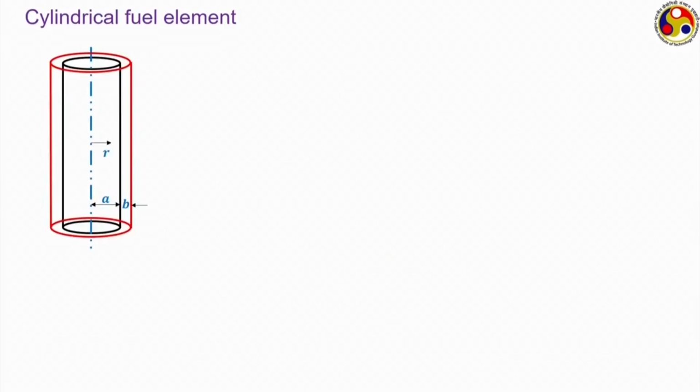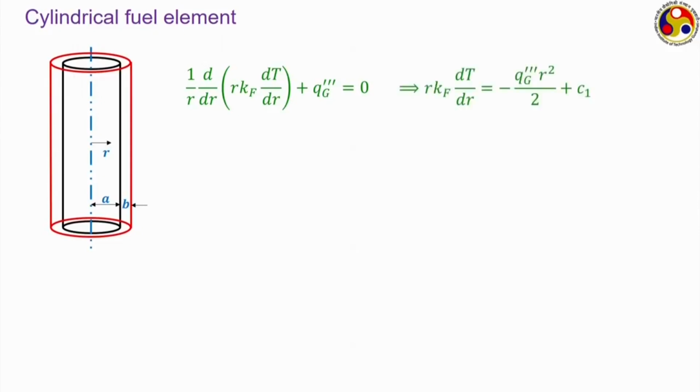We can perform analysis of a cylindrical fuel element the same way. Here we have a cylindrical fuel pin of radius small a, and there is a cladding covering around the cylinder, which has a thickness of small b. Here we can perform a similar analysis, but following the cylindrical coordinate system. So, this is the one dimensional steady state heat conduction equation in cylindrical coordinates, and by solving this and then integrating it once more, we get this particular temperature profile inside the cylinder, that is for r less than or equal to a.